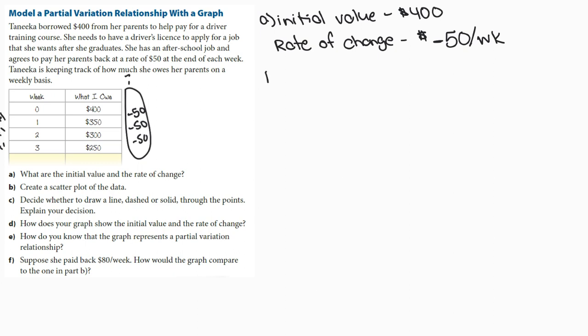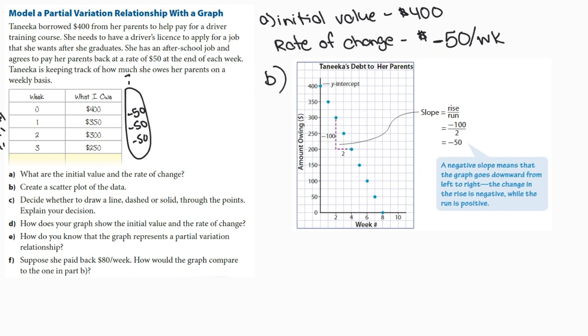So then it wants us to create a scatter plot of the data, and I already created one here. So what I did is I put the points in for all the weeks right up to 8 weeks. So you can see some of them here, like at 0 weeks, $400 is owed. At 1 week, it's $350, 2 weeks, it's $300, and so on and so forth. And you can see all those points were plotted on the graph.